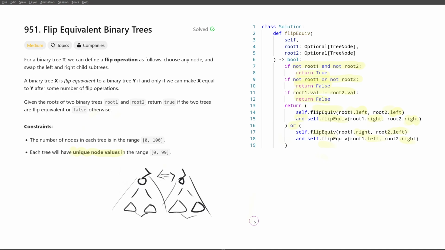Because we can see something scary going on here, and that potentially scary thing is that we have recursive calls, and we have in fact as many as 4 recursive calls for every call of this flip equivalent. We eat one node from every tree, and we get 4 recursive calls. So what is going on here? And the answer is that node values are unique.